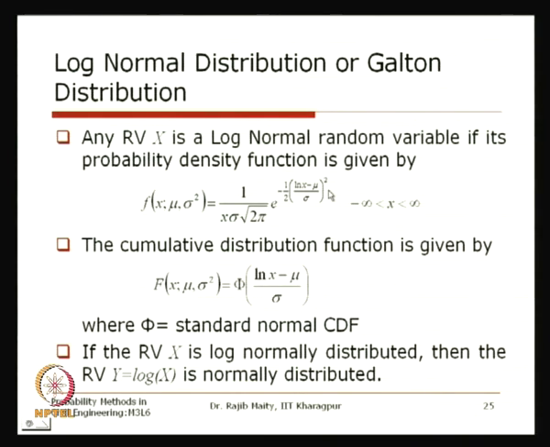and its limit for x is from 0 to infinity. So why is this important, and what is the difference from the normal distribution? For the normal distribution, x varies from minus infinity to plus infinity, but the support of the log normal distribution is from 0 to infinity.